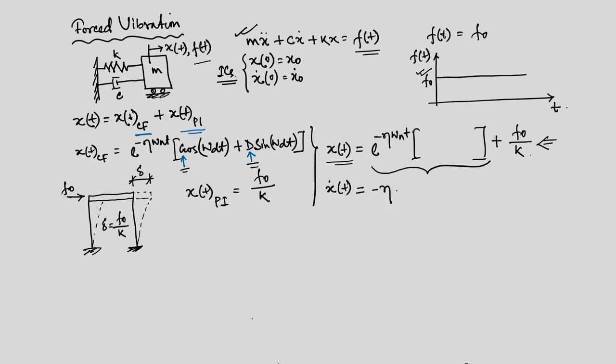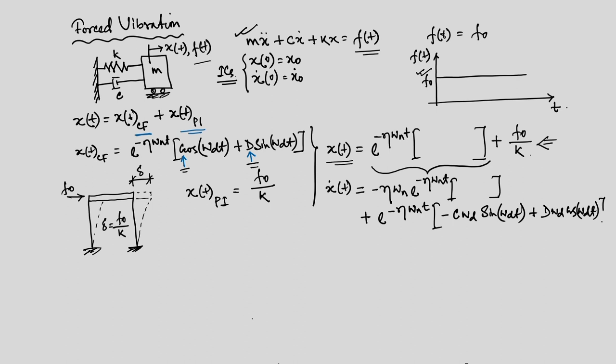So, minus eta omega n e to the power minus eta omega n t, then the third bracketed term, which I am not writing for the moment, plus e to the power minus eta omega n t, then within the third bracket, we have the first term, that is minus c omega d sin omega d t plus d omega d cos omega d t. And if we differentiate this second term, obviously that will be equal to 0.